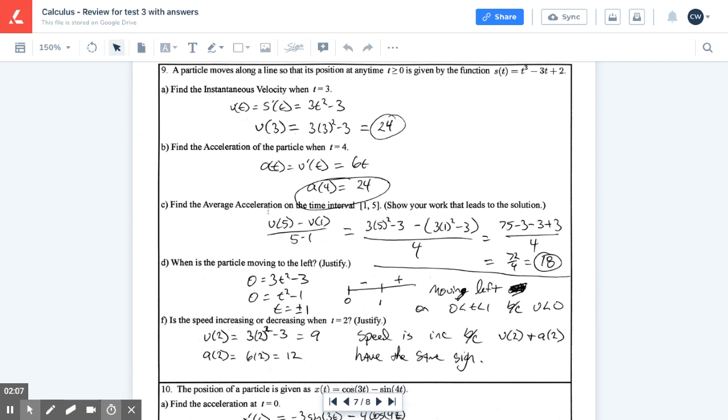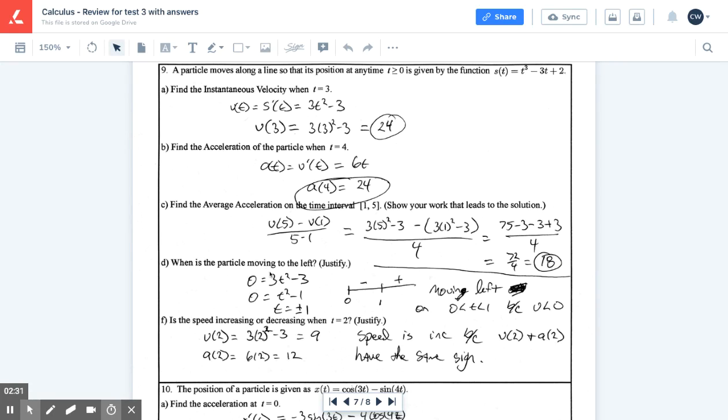Then we have find the average acceleration. So if I want average acceleration, that means I need the change in velocity, which is what you see there, over the change in time. So if I plug 5 into the velocity function, which is right here, minus I plug 1 in, that ends up giving me 72 on the top over 4. I reduce that, that gives me 18. So my average acceleration is 18.